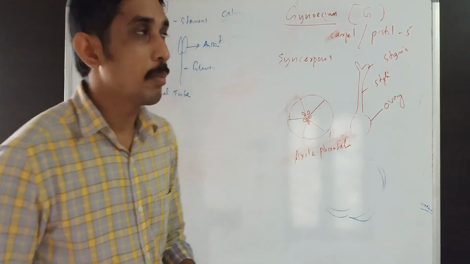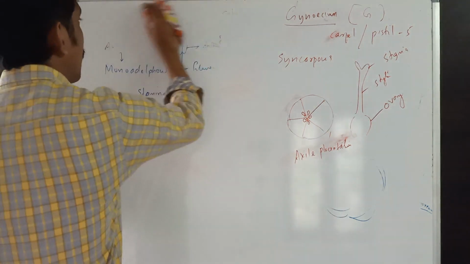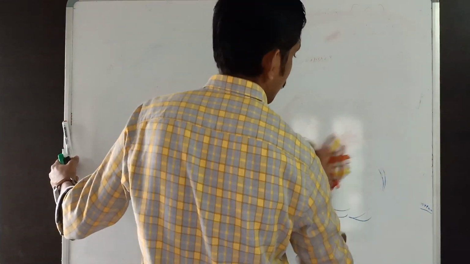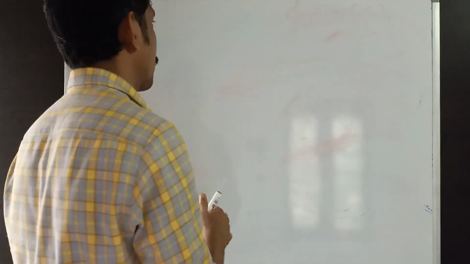Okay, so that is about the floral description. And when we move into the fruit, we can see different categories, different kinds of fruit.